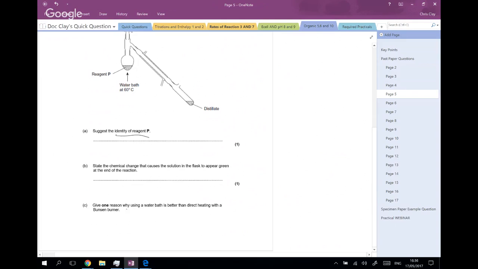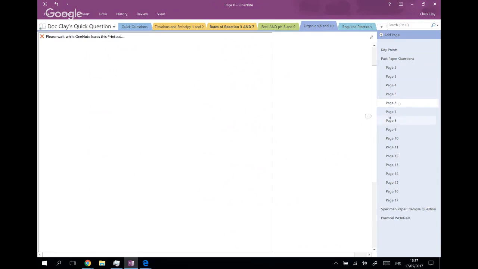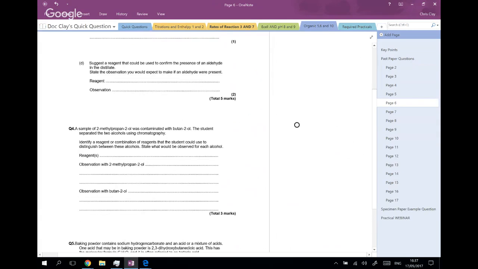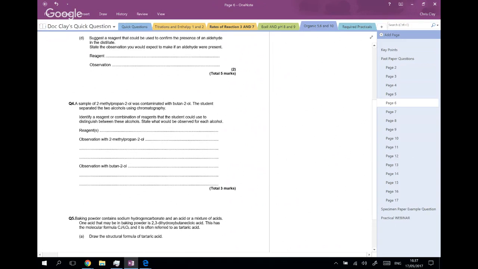Here's a practical question: water baths over Bunsen burners. That's a really good question. That's a safety question at the end of the day, because you don't want to overheat. But importantly, you don't want to use a naked flame when you've got flammable substances. So be aware there, heating mantles or water baths are a safe way of heating. Suggest a reagent that could be used to confirm the presence of an aldehyde in the distillate. Again, test tube reactions. A sample of 2-methylpropanol was contaminated with butan-2-ol. Okay, so primary versus secondary versus tertiary alcohols again.